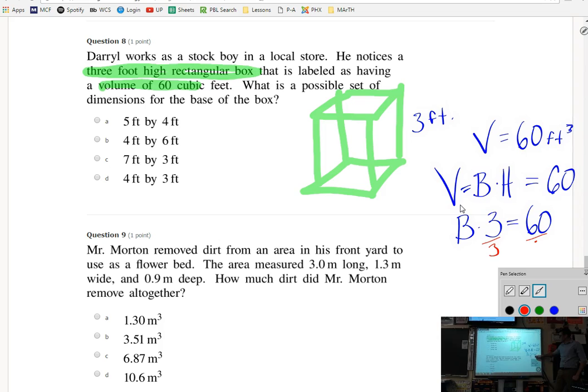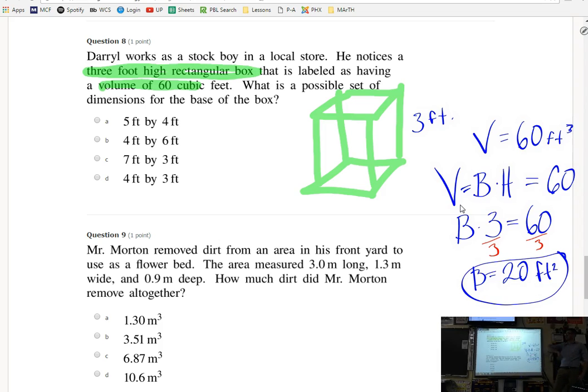Don't forget to notate. Like if you were writing out directions, you want to make sure that you say both sides. And we get B is equal to 20 feet squared. So we need to find options over there that will give me an area of 20 feet squared. And I'm going to leave that to you because you should be able to figure out which of those choices would make sense.